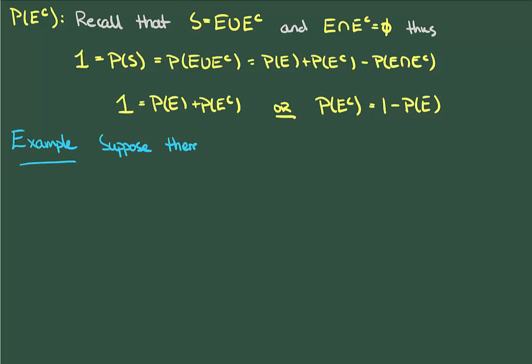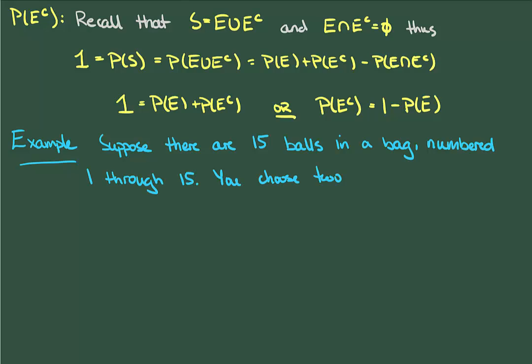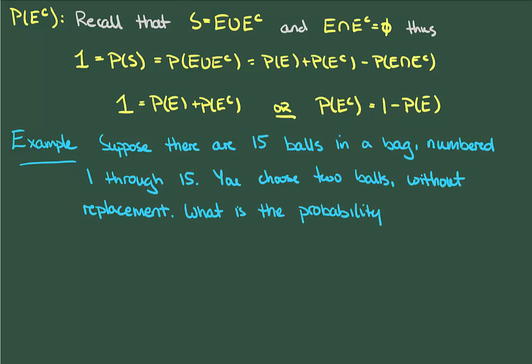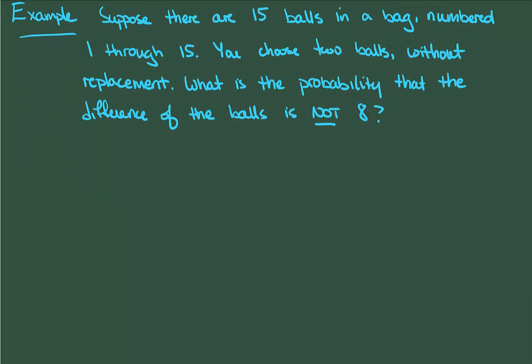Okay, so I want to use a different example than the dice rolling to illustrate this, just so we can see why this might be useful. So let's suppose that you have 15 balls in a bag, and each of them are numbered 1 through 15. You're going to choose 2 of those balls without replacement. What is the probability that the difference of the 2 balls is not equal to 8? Now, if you think about this, most of the time the difference won't be 8, which means we'd have a lot of counting to do.